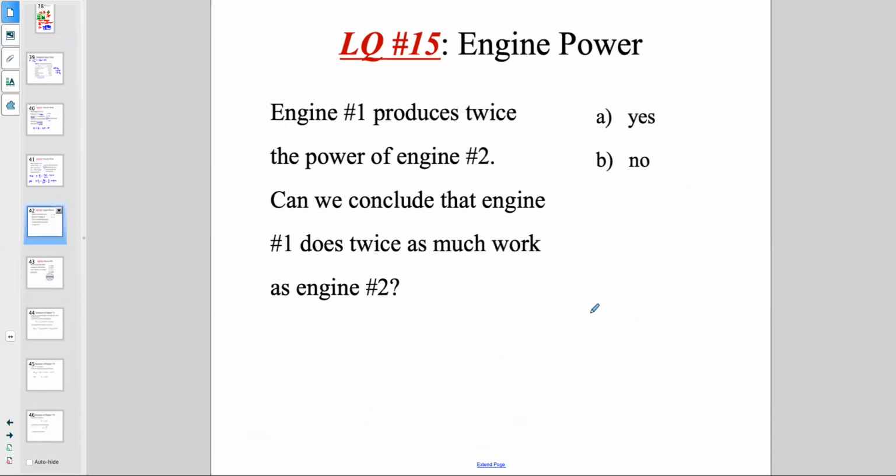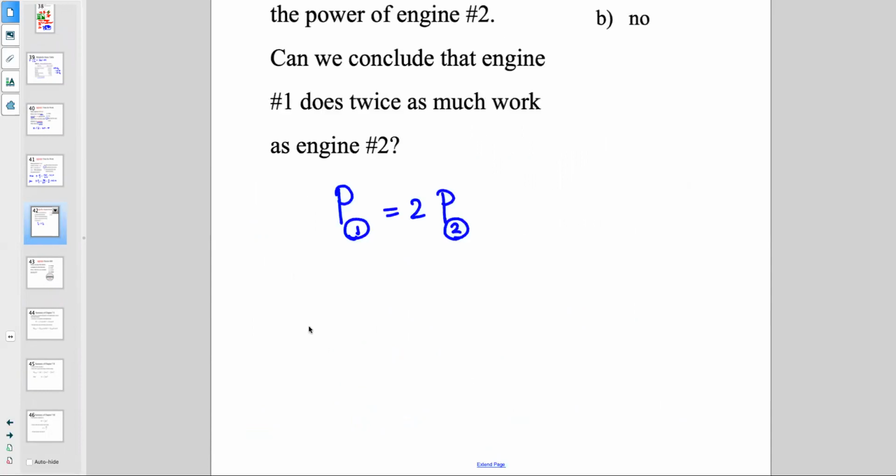Engine power. Engine number 1 produces twice the power of engine number 2. So the power produced by number 1 is 2 times the power produced by number 2. It's just bigger. Can we conclude that engine number 1 does twice as much work as engine number 2? No. We don't really know because we do not have the information about the time.